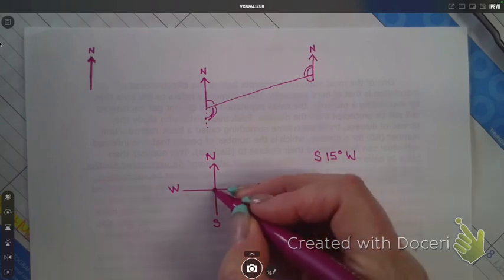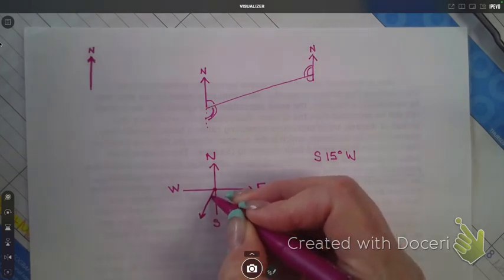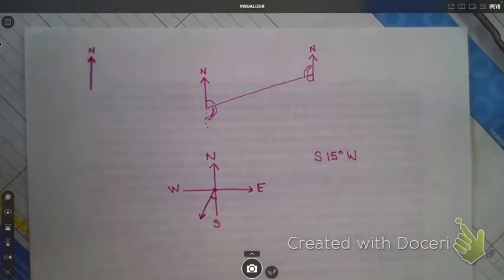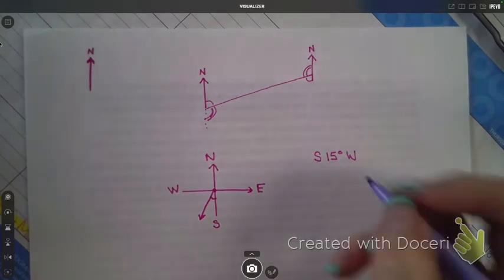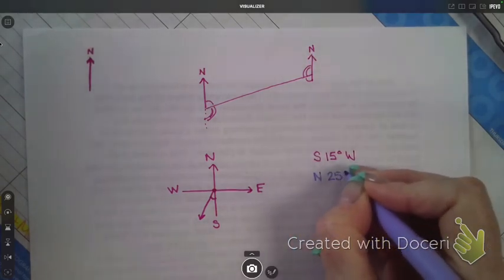And the 15 degrees, this is the only time it's different. The 15 degrees is with the north-south line. Because every other time I've said draw your triangle to what axis? The X. Okay, in navigation, it is not to the X, it is to the Y. So, north, 25 degrees east.